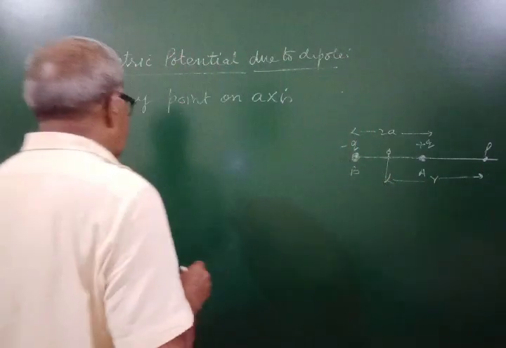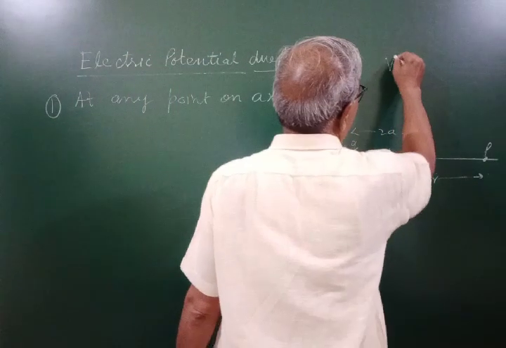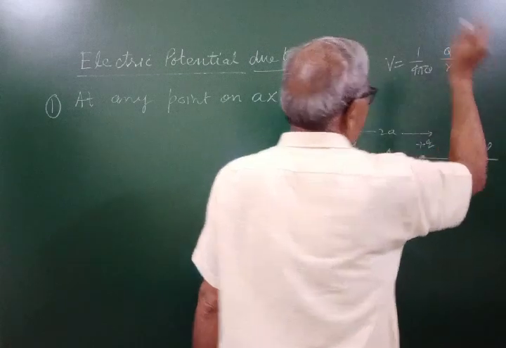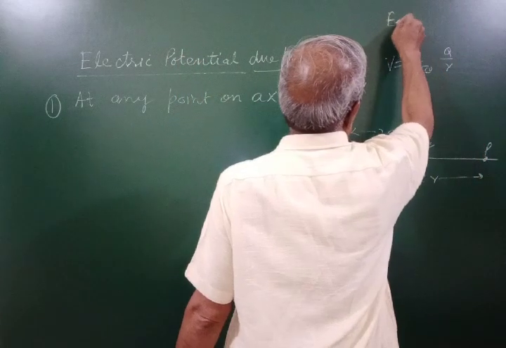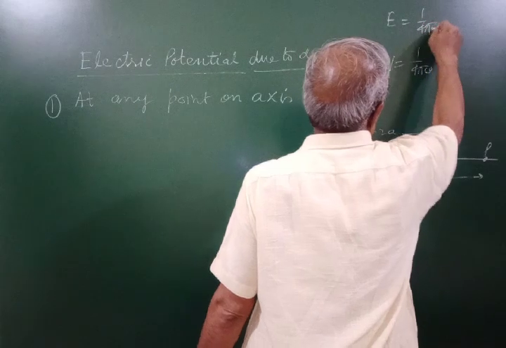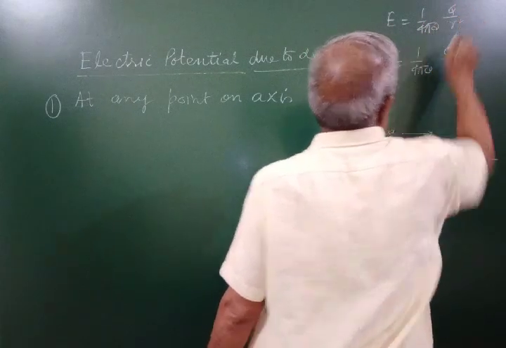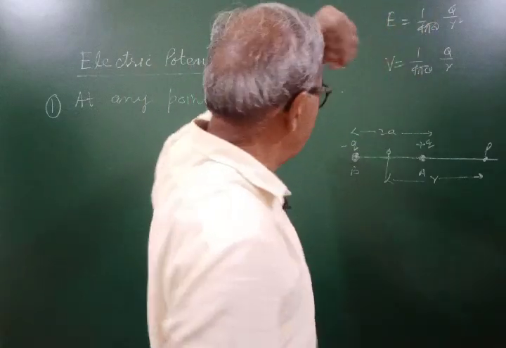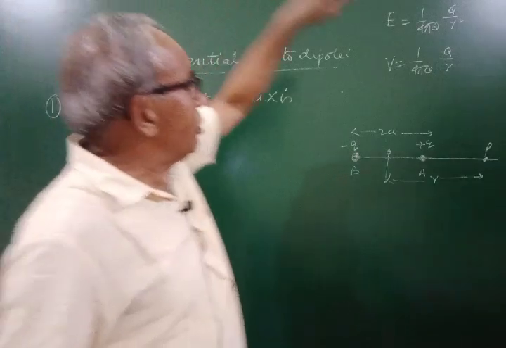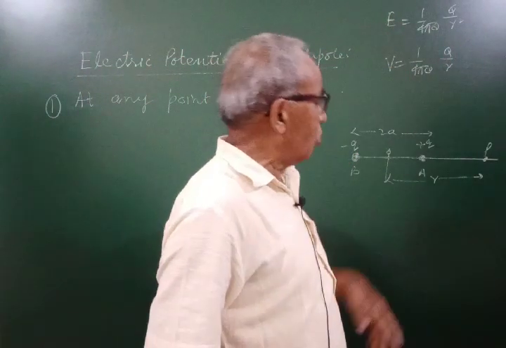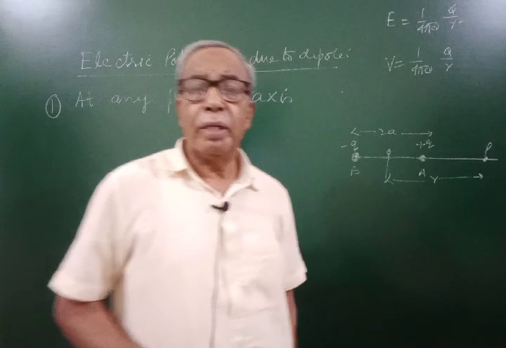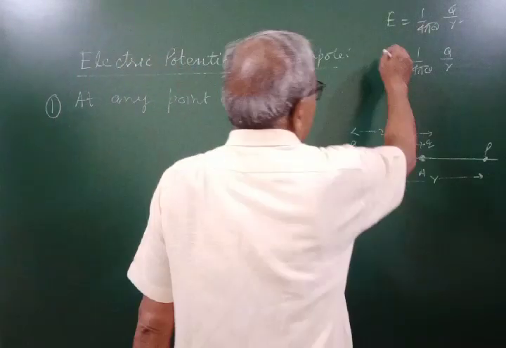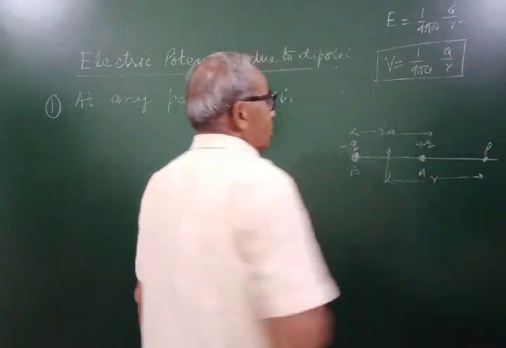And we know the electric field due to a point charge at distance r is 1 upon 4 pi epsilon 0 q upon r. Now remember, electric field is 1 upon 4 pi epsilon 0 q upon r square. Potential goes as 1 upon r and field goes as 1 upon r square. If we plot a graph of E versus r and V versus r on the same graph, we get a curve. We'll discuss it later, but now I have to use this formula.